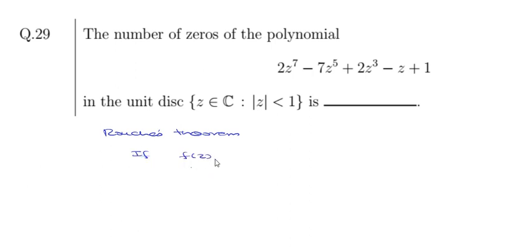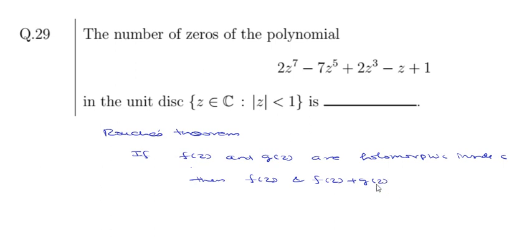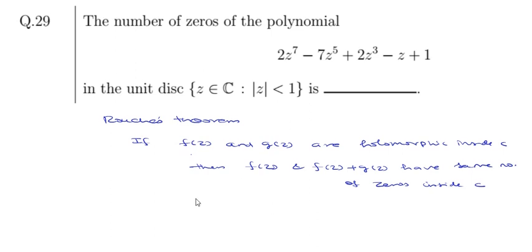Suppose f of z and g of z are holomorphic, say on C, then f of z and f of z plus g of z have same number of zeros inside C. So here we can take the region z belongs to C such that modulus of z less than 1.